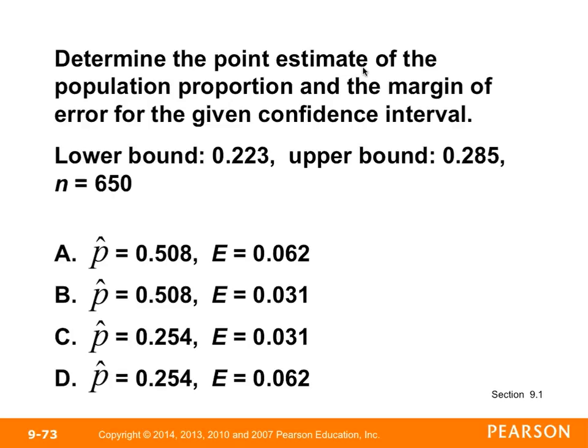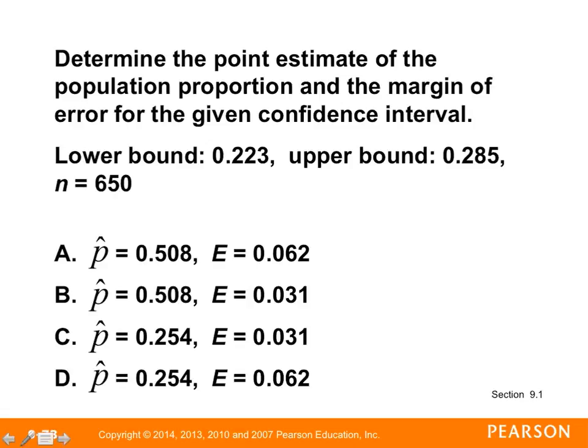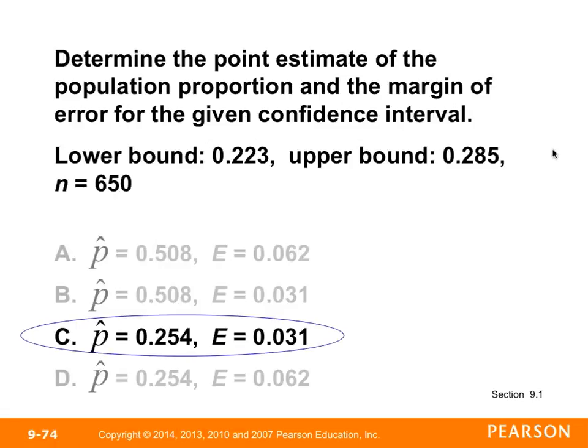All right, here's a similar one with p hat. Again, they give us a confidence interval, and then we want to find the point estimate and margin of error. So what we need to do for this one is find what number is in the middle. If you want to figure out what's in the middle, again, you do 0.223 and add it to 0.285, and then divide by 2. You get 0.254. Then you want to figure out how far away 0.254 is from my lower bound or my upper bound. So you subtract, and you get 0.031. So your p hat is 0.254, and your margin of error is 0.031.